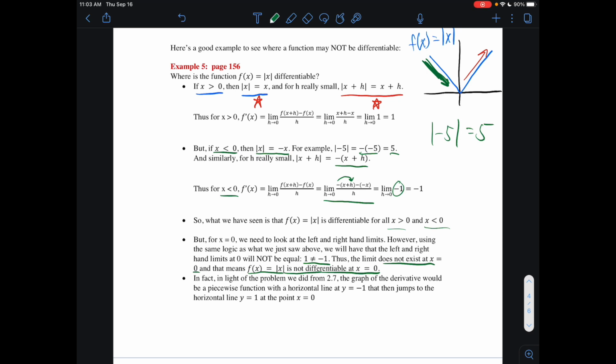And in fact, in light of the problem that we started off this lecture with, the one from 2.7, the graph of the derivative in this particular case would be a piecewise function again. We'd have, for x less than 0, the slope was negative 1. But then the moment it crossed over x equals 0, it becomes positive 1. So we get a jump in the function. And because of that, that's why we have this idea of the limit doesn't exist there. And that also means that the derivative does not exist there.